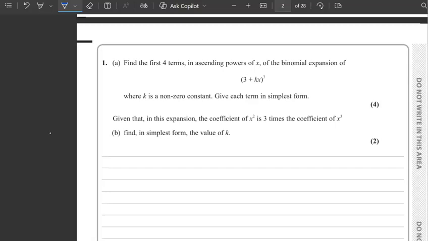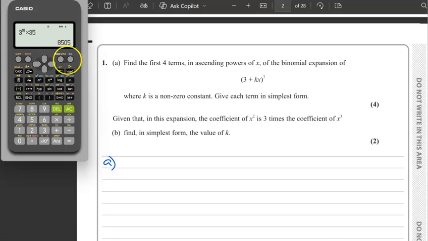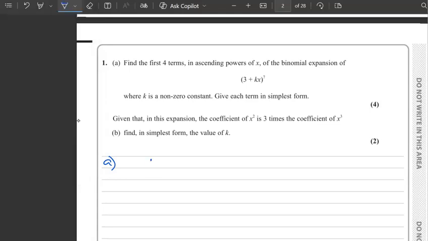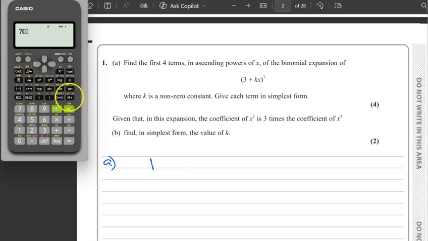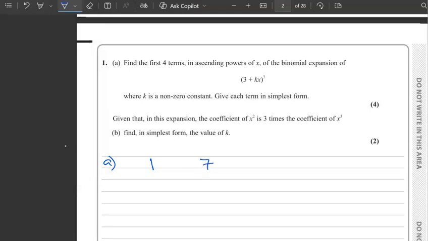Now, if we start with part A, the first part we can have the binomial coefficients. Of course, we can use the calculator. Here we'll have 7 choose 0, so the first binomial coefficient in this case is 1. We can also have 7 choose 1, which is 7. Then with the third one we'll have 21, and the fourth one will have 35.